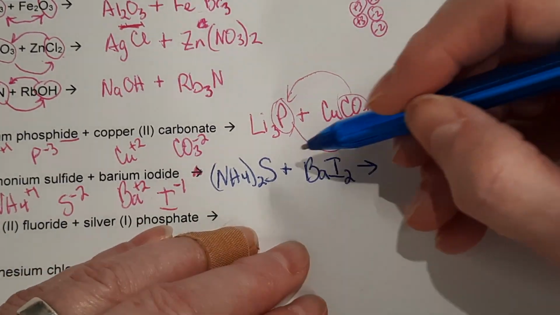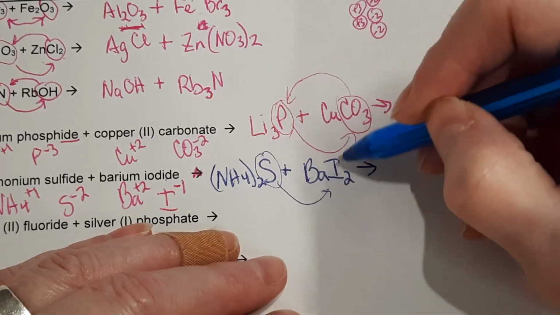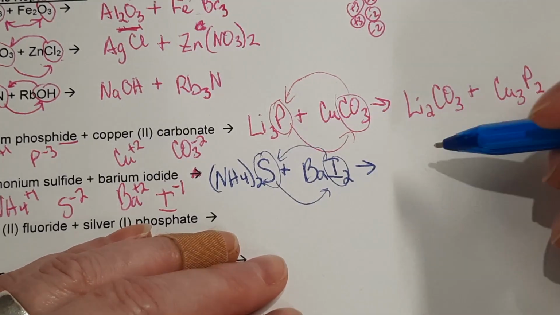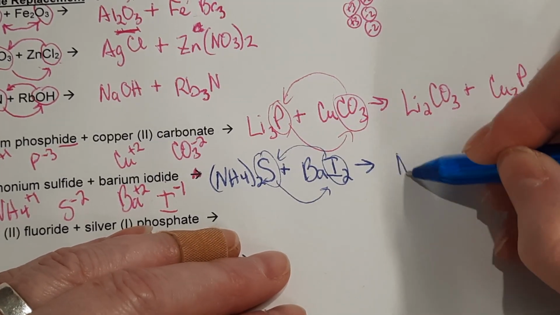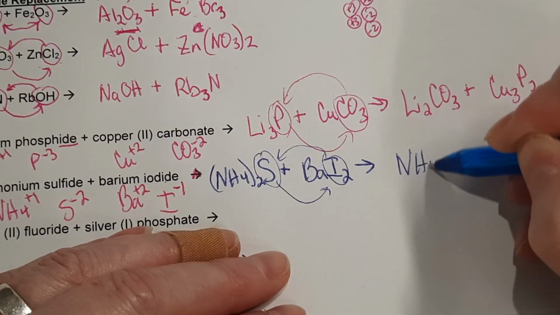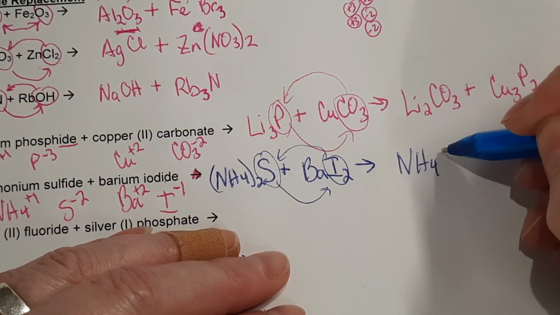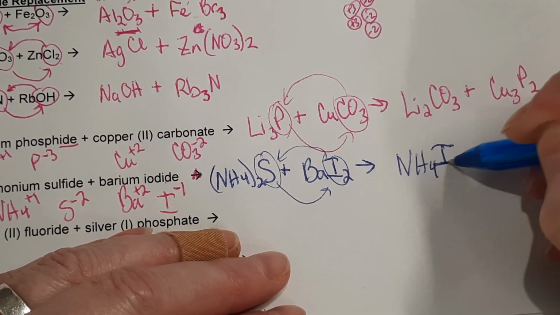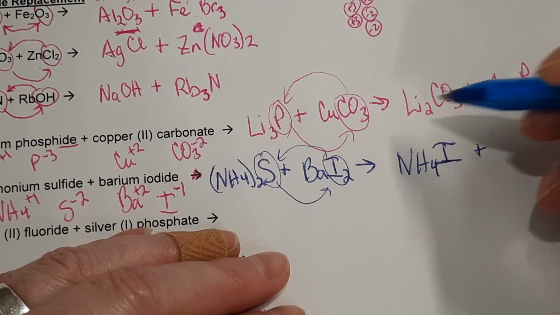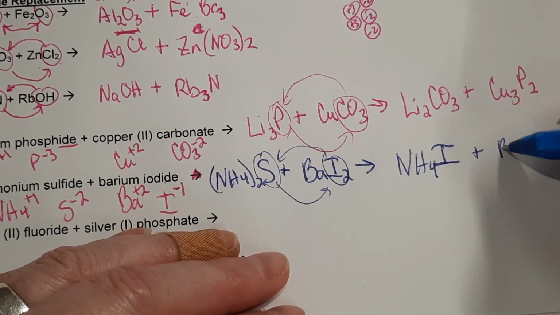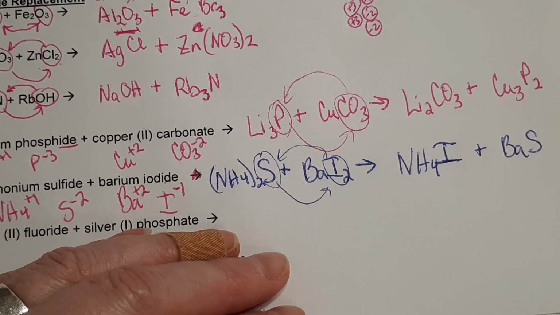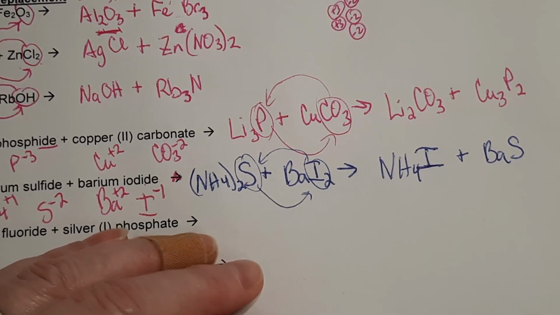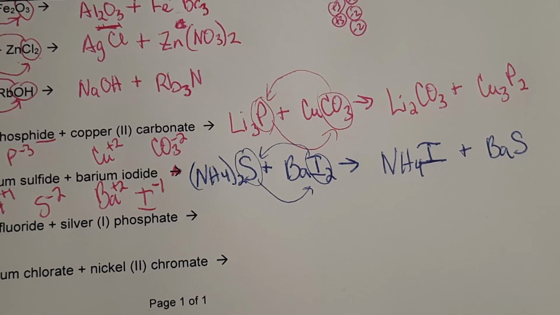And now we're going to change places. So sulfur and iodine are going to change places. So ammonium is a positive 1 and iodine is a negative 1. So ammonium iodide. And barium is a positive 2 and sulfur is a negative 2. So BaS, or barium sulfide.